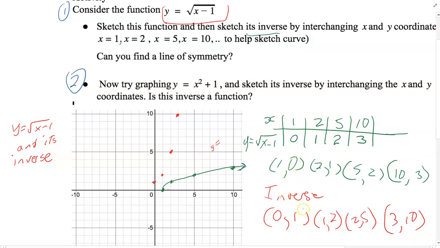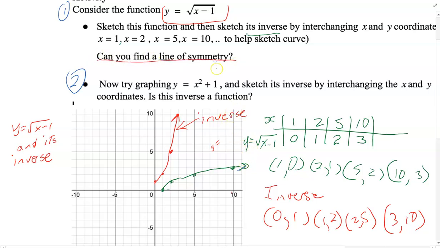Now we want to plot its inverse by doing a simple activity, just interchanging the x and the y. It's like interchanging domain and range values. So we get (0, 1), (1, 2), (2, 5), and (3, 10). Again, for this inverse, we draw a smooth curve through the points right here and make it red. And so this is your inverse. So that's y equals radical x minus 1 and its inverse.